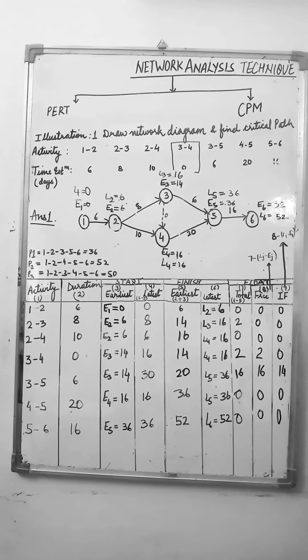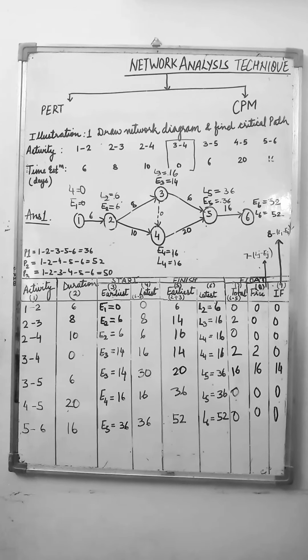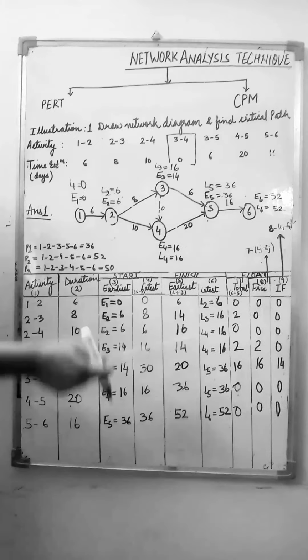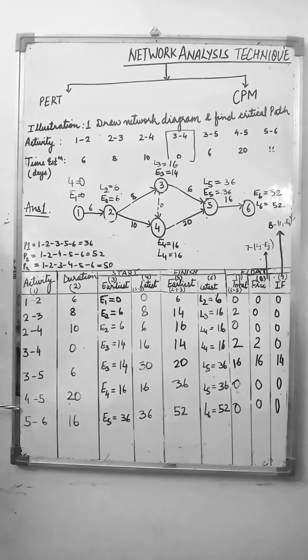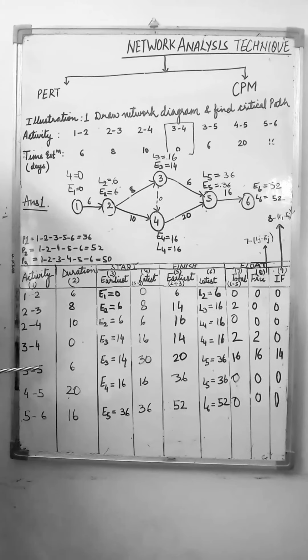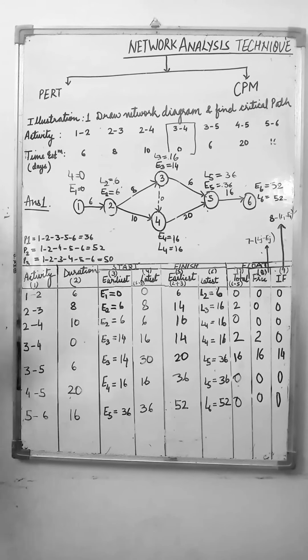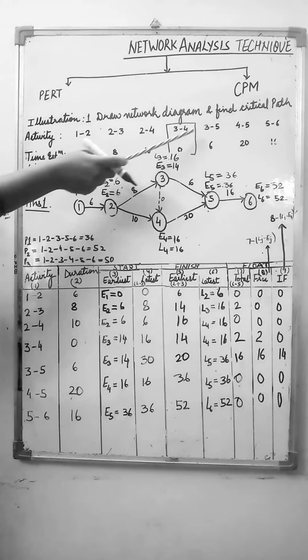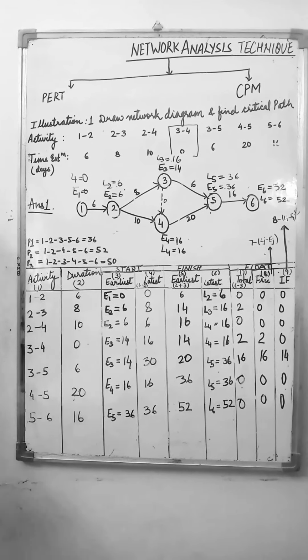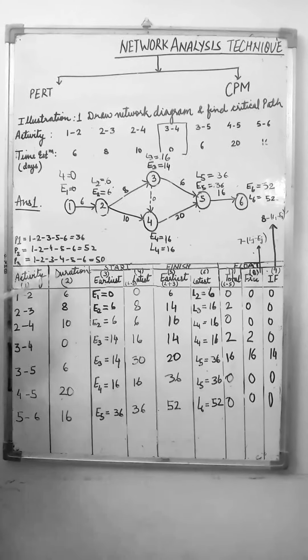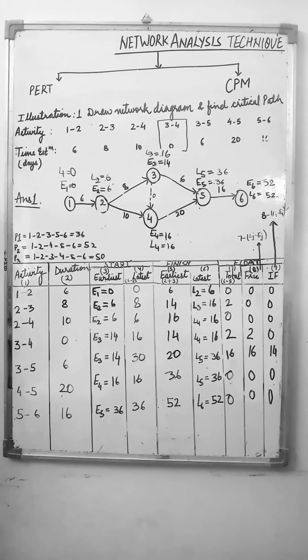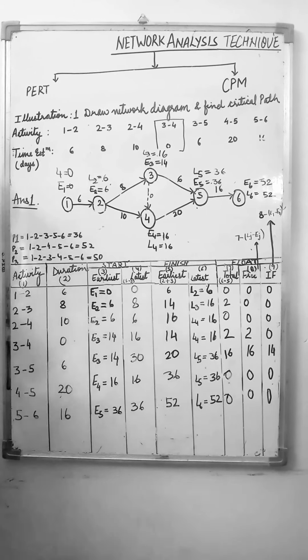Now we have to make one table which is having 9 columns. I had drawn this table here. This table is having 9 columns. First column is activity, which is given in the question: 1 to 2, 2 to 3, 2 to 4, 3 to 4, 3 to 5, 4 to 5 and 5 to 6. Second column is duration. It is also given in the question. And the rest of the column values we have to find out.